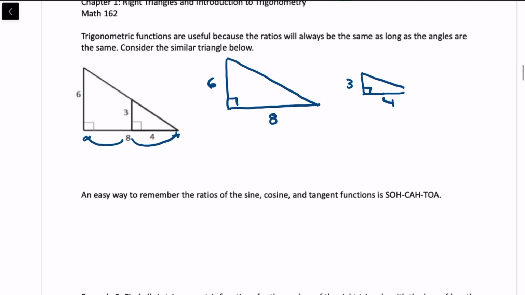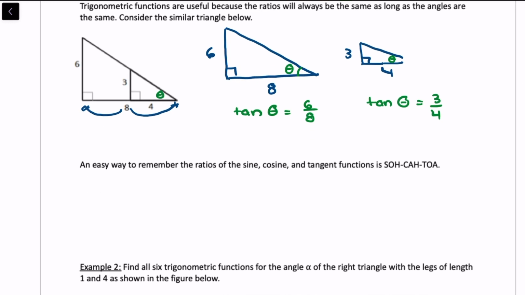If we find, for example, the tangent of this angle down here, let's call it theta. The tangent of theta is opposite over adjacent, that's 6 over 8. Remember theta is this angle here, so it's the same in both triangles. Notice that this reduces, if I divide this by 2 and divide this by 2, to 3 over 4. And so the tangent, it doesn't matter the length of the sides, is a constant ratio for that angle.